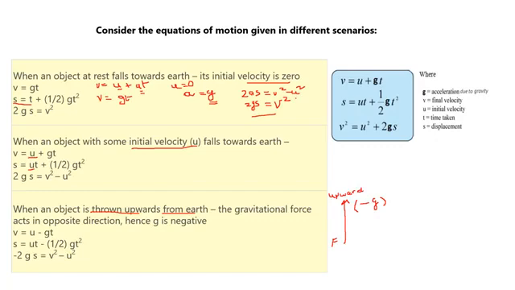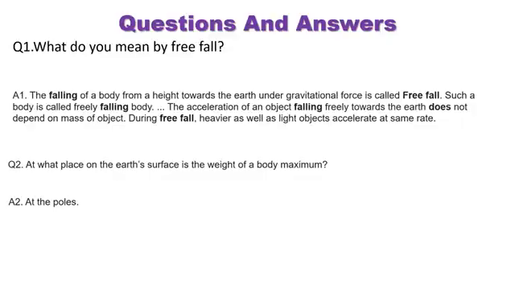So in this case, you can see the equations have little changes. v is equal to u minus gt, and s is equal to ut minus half gt square, because g is negative, so we have put the negative sign in front of half. Here, minus 2gs is equal to v square minus u square. Clear, students? So this is all about the equations.